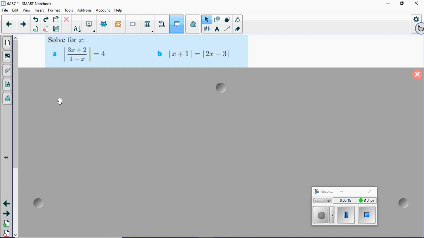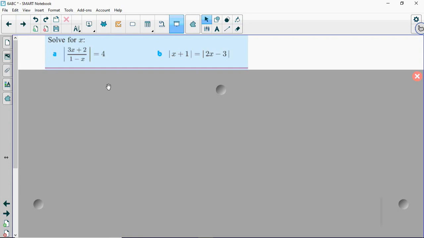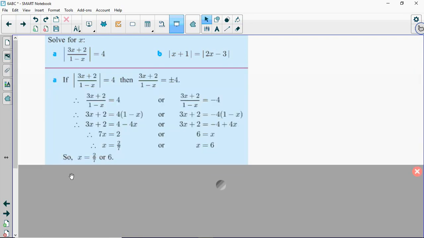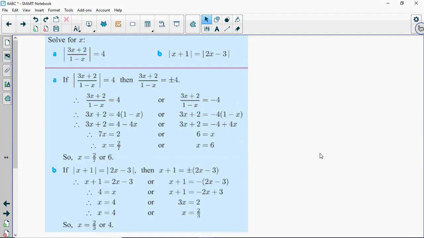These look a little bit tougher, but they're really not that bad. There's lots of ways we could proceed. Here's the first one. So we set this fraction equal to 4 or -4, and then whatever, you solve them, and you get two answers. Again, always check your work. Okay, they both work in this case. Whatever. Here, the second one.